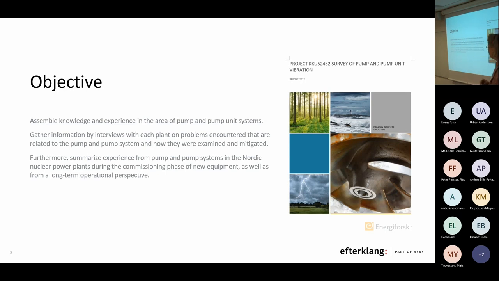Also, it's not just the power plants. It's also, I would say, Ingemansson's own experience since 1950, because we have been involved with nuclear power plants, mainly in Sweden, since the start, so to speak. So we have a lot of different literature and reports about things that we have performed.